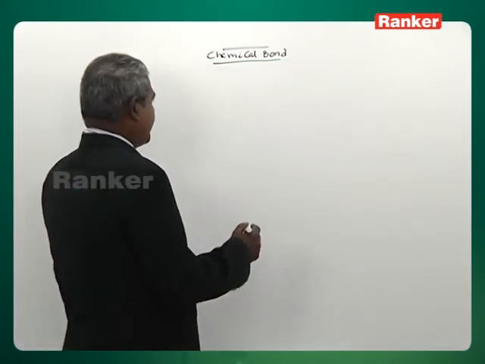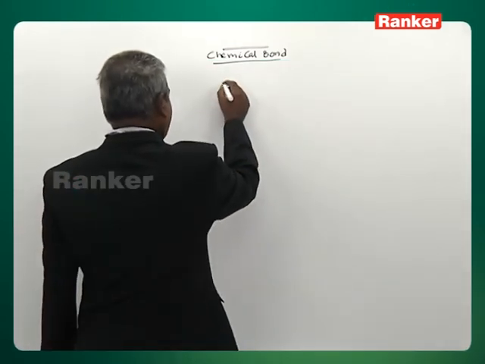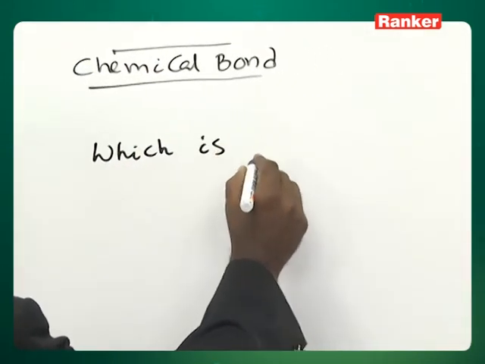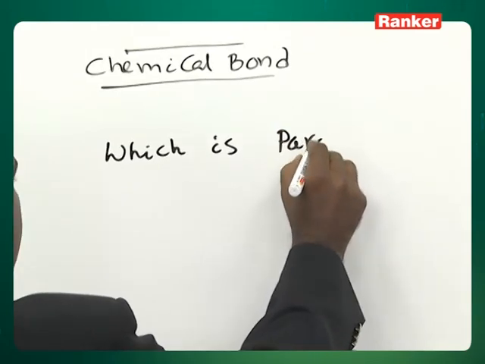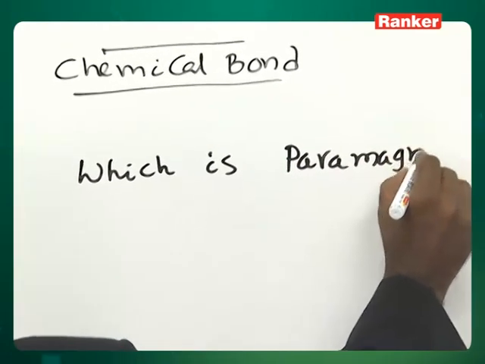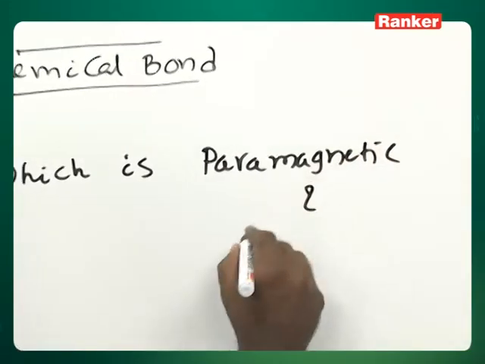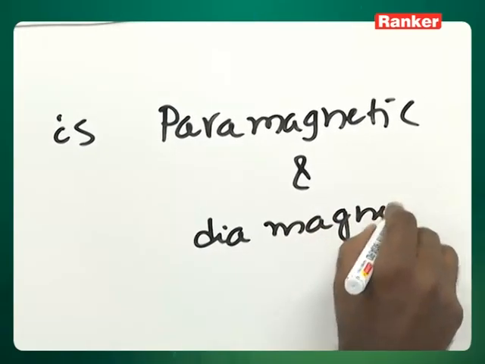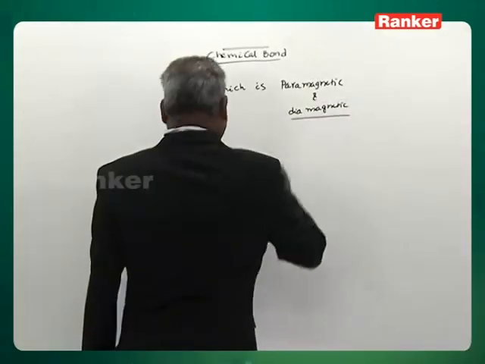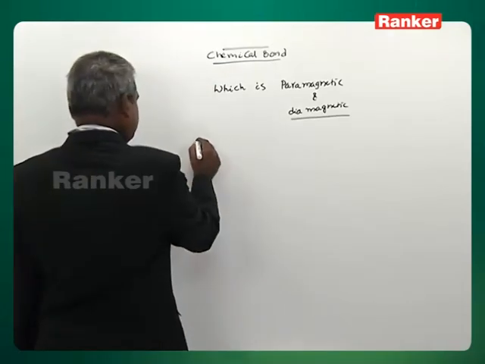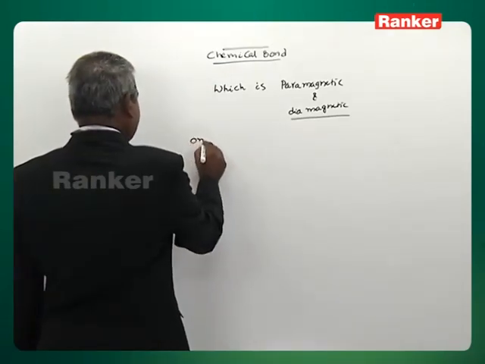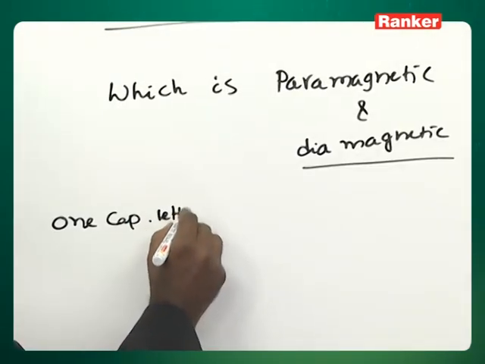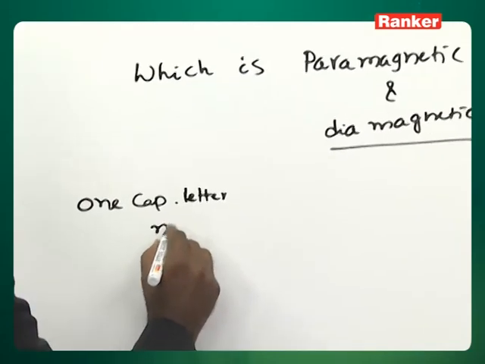Now, without actually writing the molecular orbital configuration, let us see which is paramagnetic and which is diamagnetic. There is a simple principle in which you have only one capital letter, and no number.